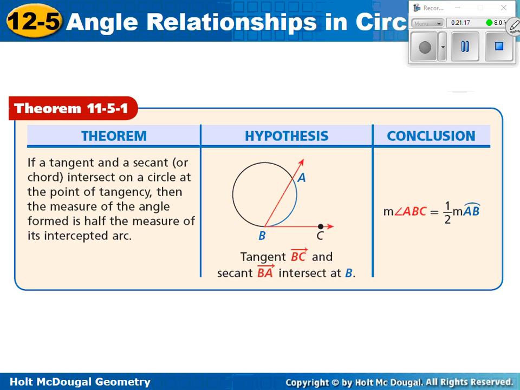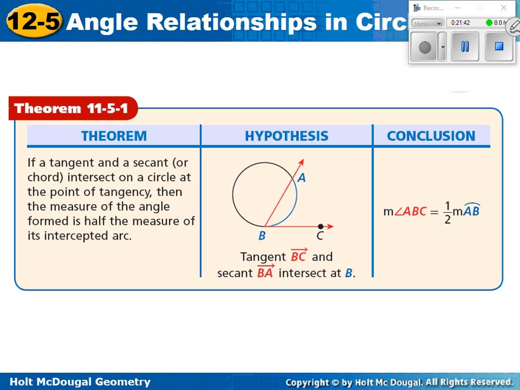Is it at the center? Is it on the circle? Where's the vertex of angle B? On the circle. So the way I remember the rules is not based off the names of the angles, but I remember the rules based off the location of the vertex. Where is the vertex?